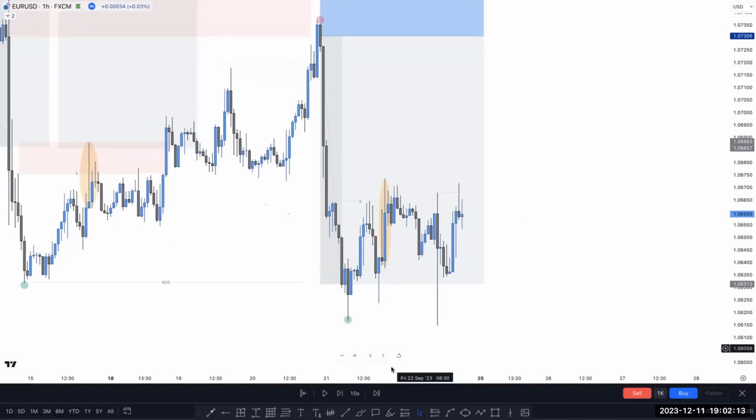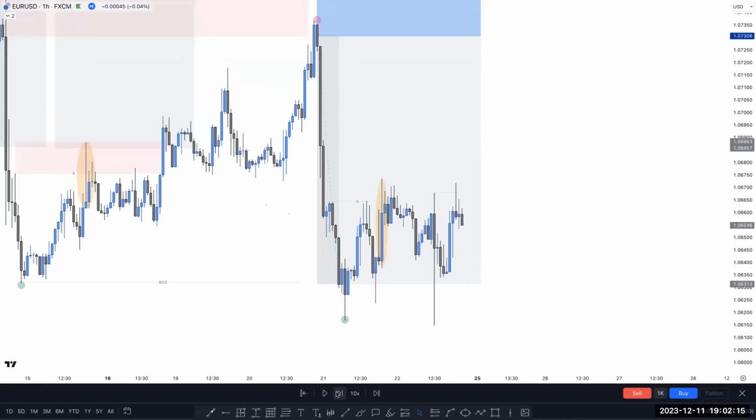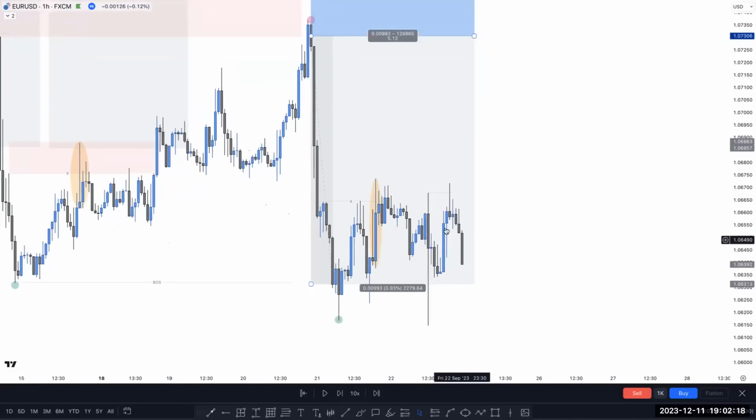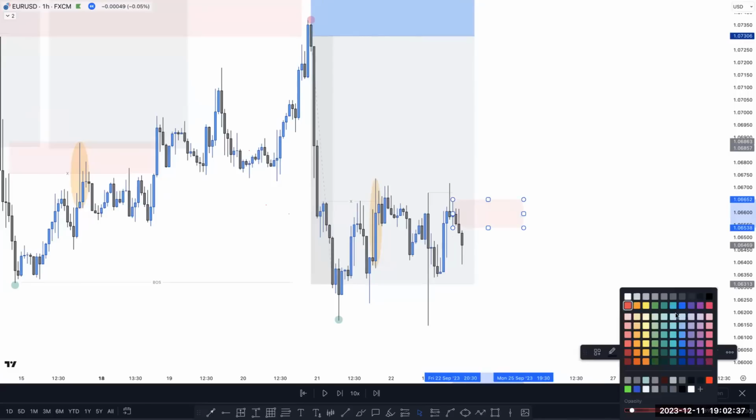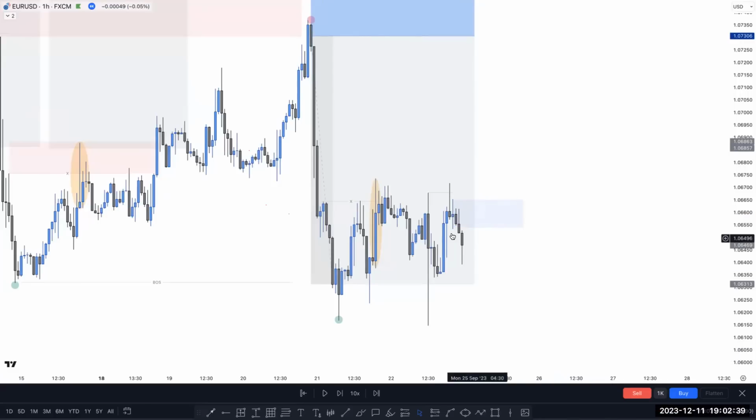Okay, so let's see. Okay, perfect. Price closed below it. It means the market created a single candle order block, and now we can enter here for the sell. Right, so this is our order block. Okay, this one.